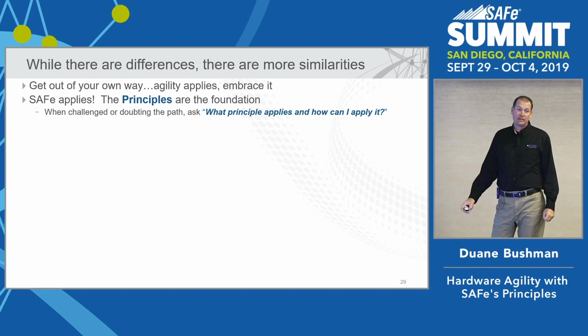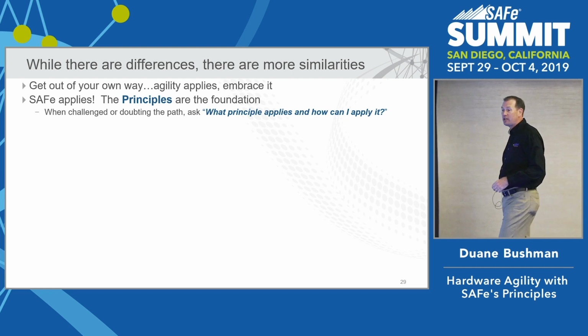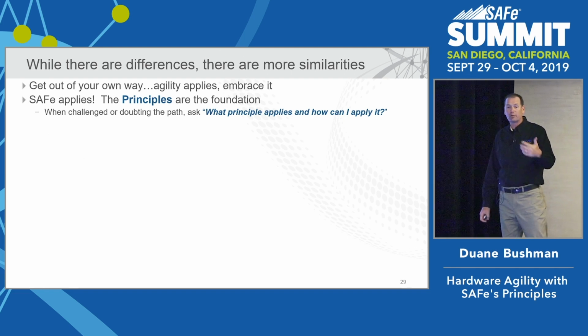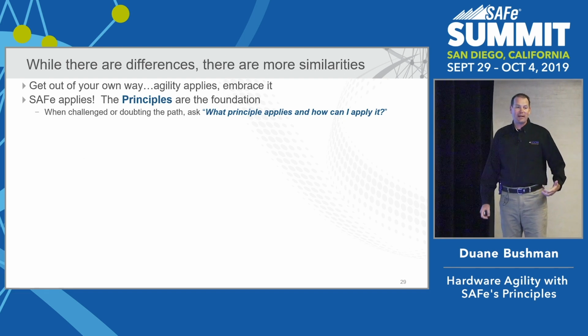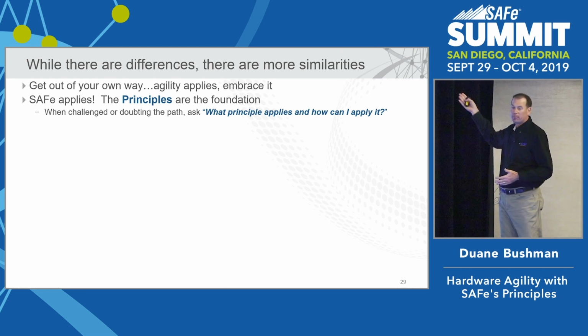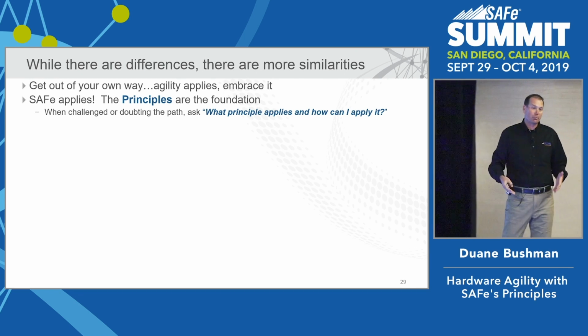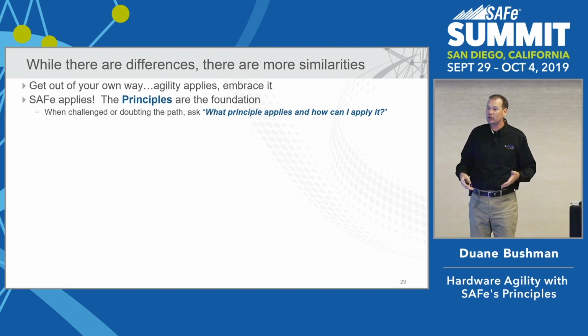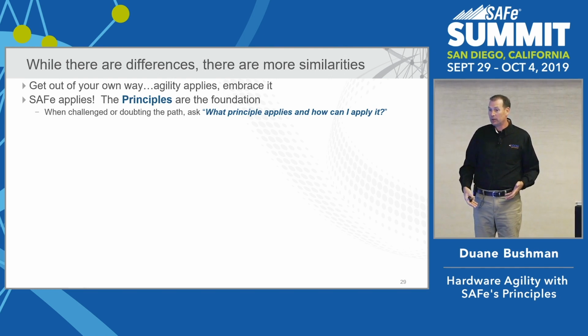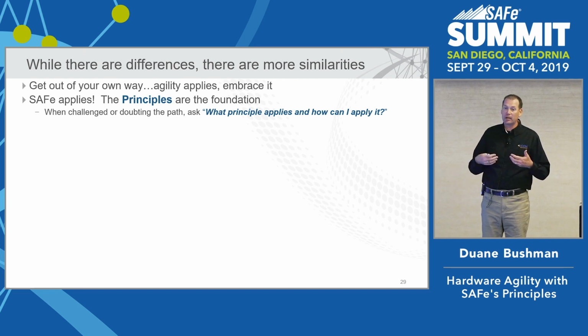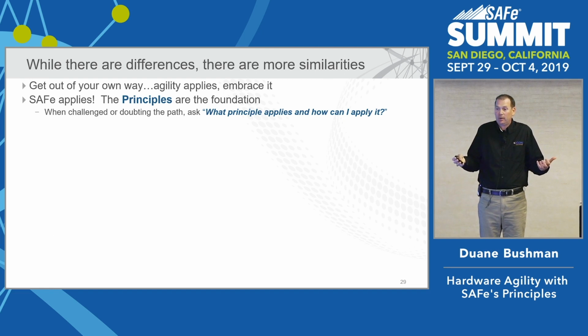SAFe applies. The principles are the foundation. And as you go back to your organizations, if you're a coach, a practitioner, whatever it may be, when you're confronted with that wall, that decision point, whatever it may be, what principle applies and how can I apply it? Go back to those 10 principles. That's why they are there. They are tried and true. They help us in our decision making, because I'll tell you, as coaches, we're going to run into situations that we haven't been in before. And suddenly you go, okay, this is what I need to do.